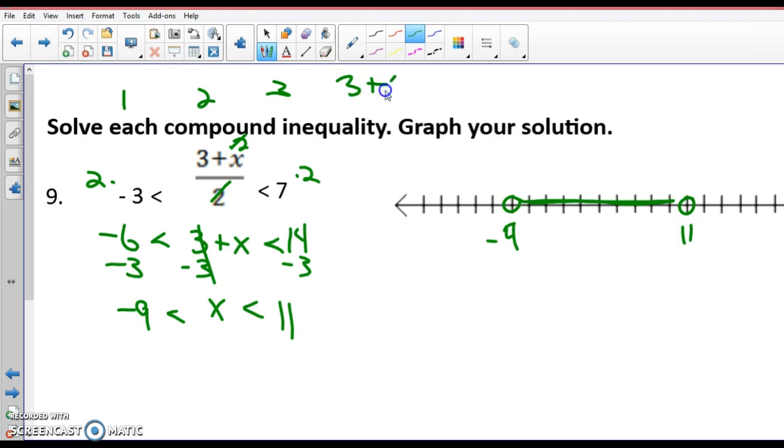Three plus x over 2 times 2 over 1. 2 goes into 2 once, 2 goes into 2 once. Right? That eliminates that 2.